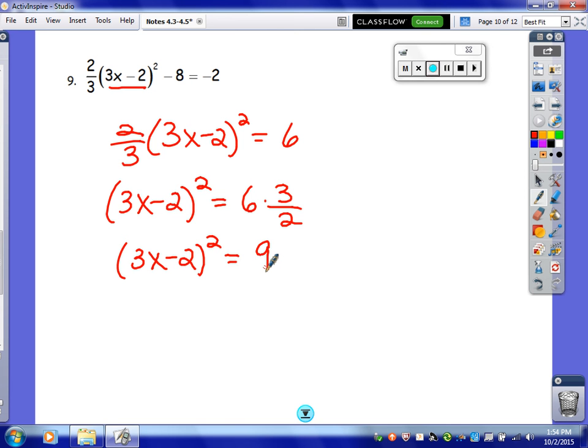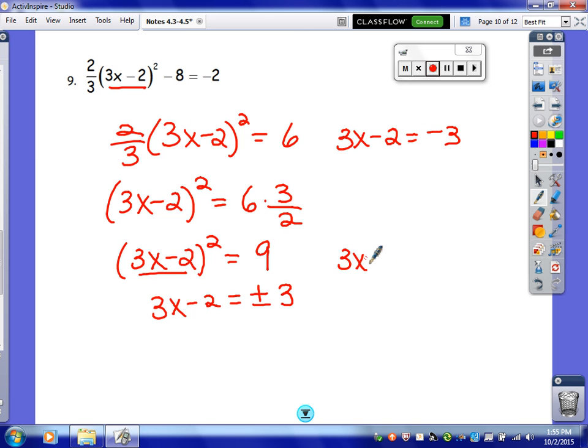All right, my goal is to get this by itself, so I need to get rid of that square. So I'm going to square root both sides. We're square rooting. That means I need a plus or minus the square root of 9, which is 3. All right, here again, break this into two separate equations. So you're going to have 3x minus 2 is equal to negative 3, and 3x minus 2 is equal to positive 3. All right, solve.